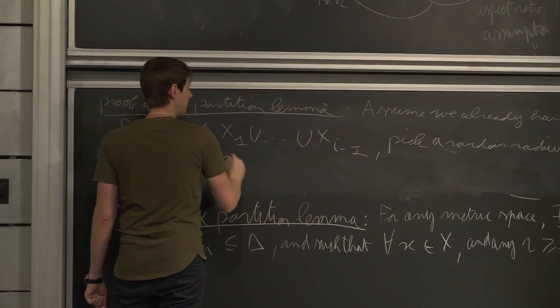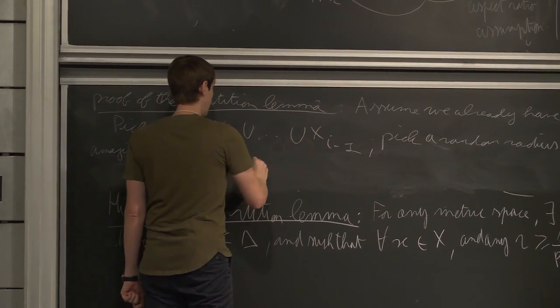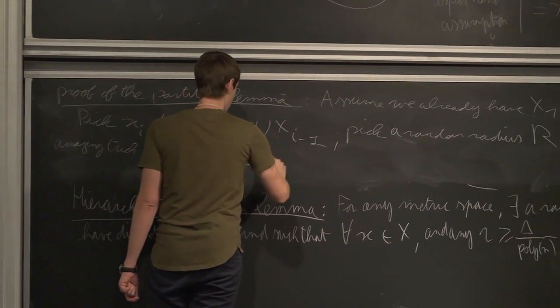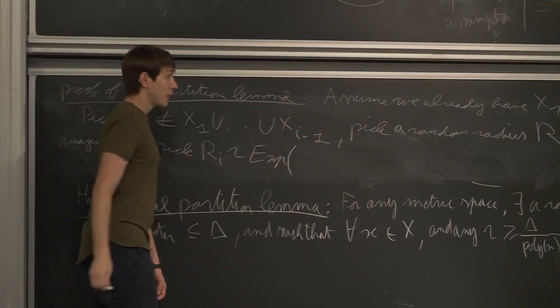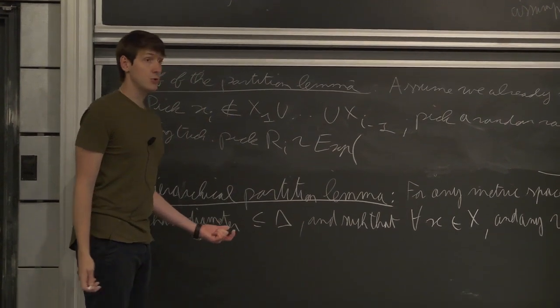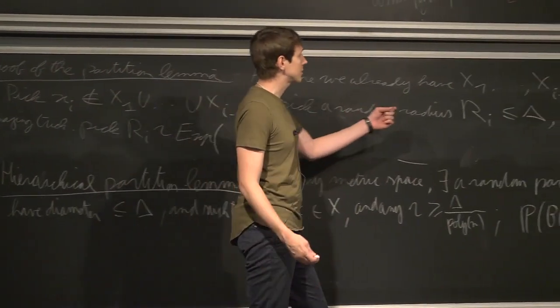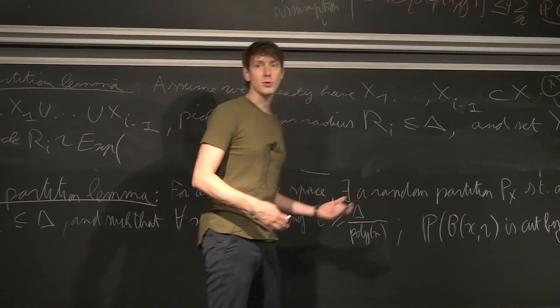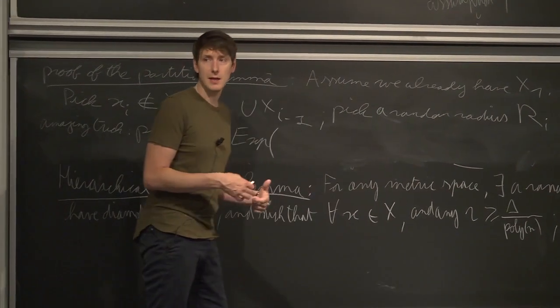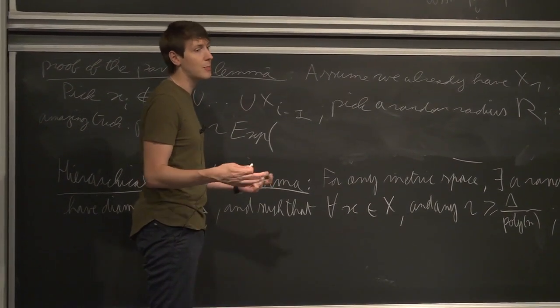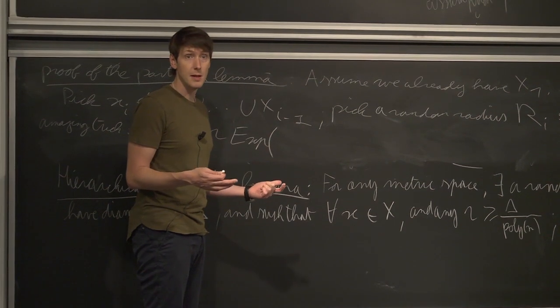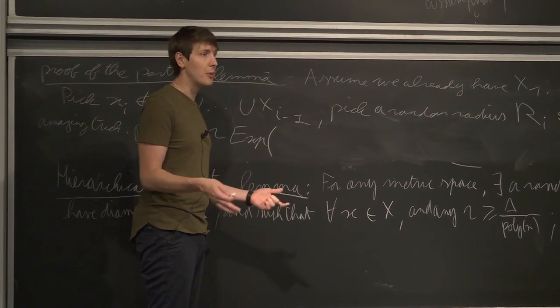Pick Ri from an exponential distribution. Okay, what do I want from this exponential distribution? I want it to not go above delta. So of course, maybe it will go above delta, but if it goes above delta, I want this to happen only with very small probability, like 1 over n or 1 over poly n.